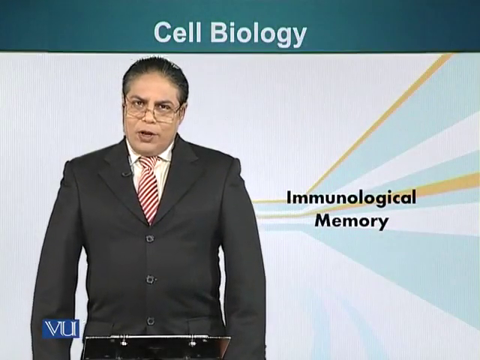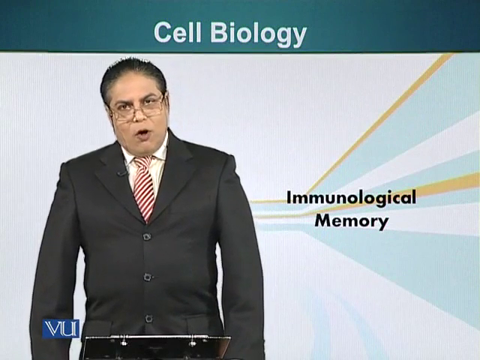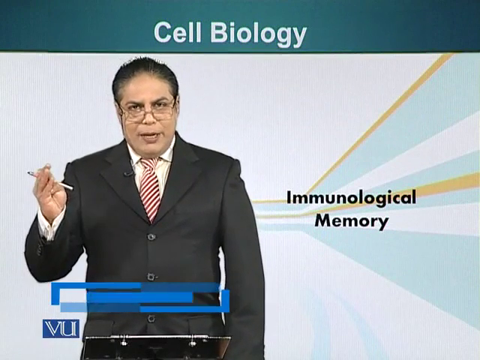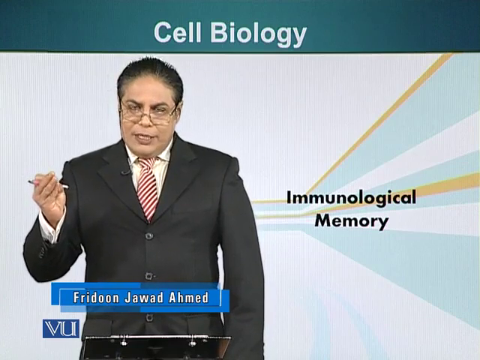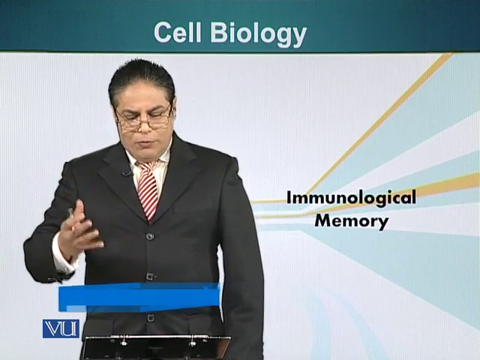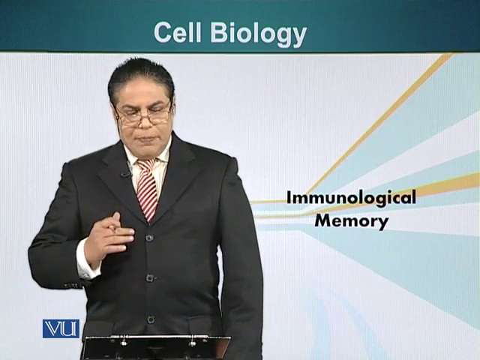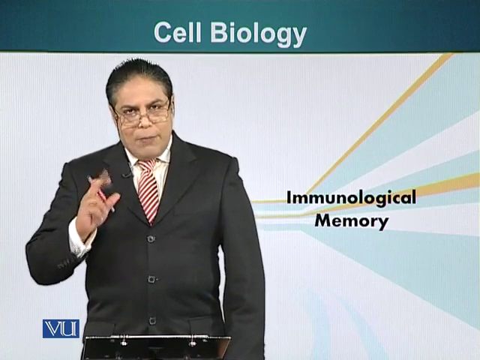When we first started talking about immunology, I pointed out four very important features of the immune system: memory, distinction of self and non-self, diversity, and specificity. So let's look at these features sequentially. The first feature we are going to talk about is immunological memory.